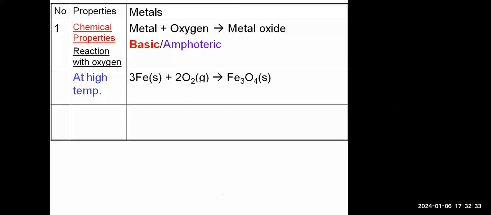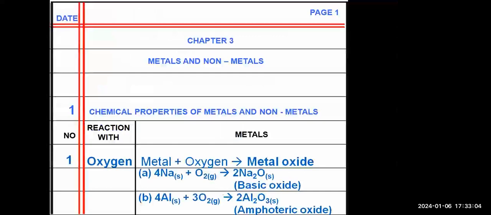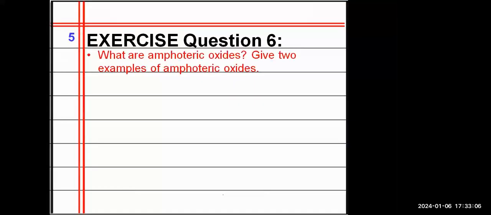In this equation, we can see iron reacting with oxygen at a very high temperature and copper reacts with oxygen on prolonged heating. So remember, we started with a violent reaction, vigorous, upon heating, upon burning, at high temperature, prolonged heating. So this shows that the metals are arranged in decreasing order of reactivity. The first ones were highly reactive, and when we move down here, the reactivity decreases, right?